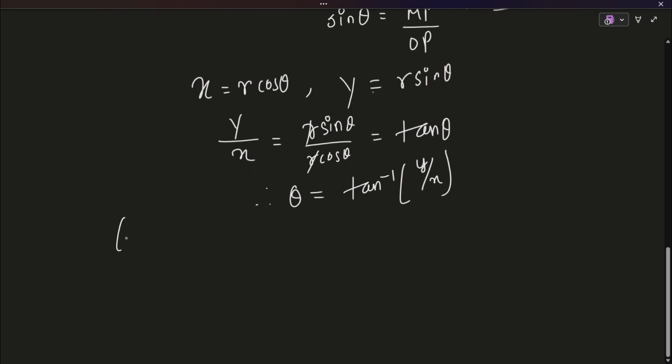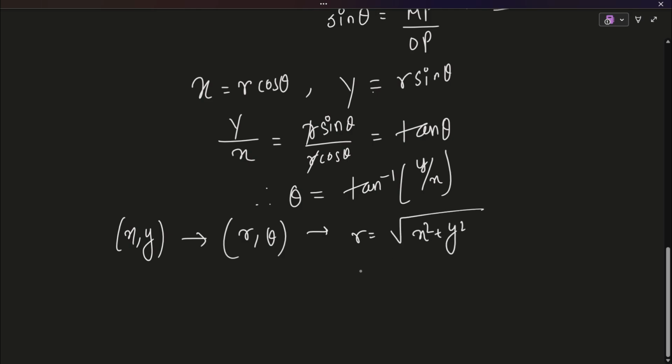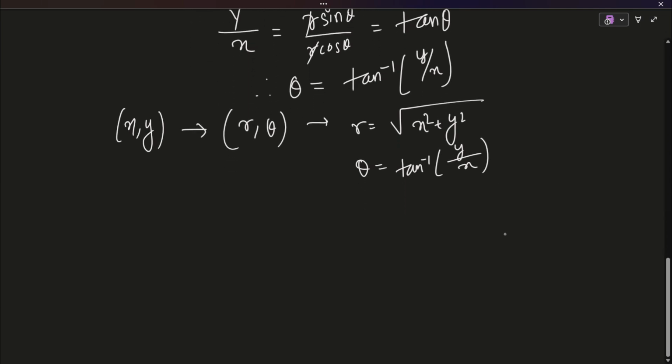So for a corresponding x and y coordinate in Cartesian coordinates, the corresponding polar coordinate would be r comma theta, where r and theta can be derived from x and y as follows: r is the square root of x squared plus y squared, and theta is tan inverse of y by x. This would be the derivation. Great. Okay, so now let's delve into a few examples.